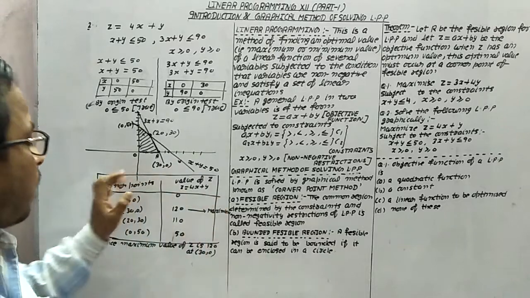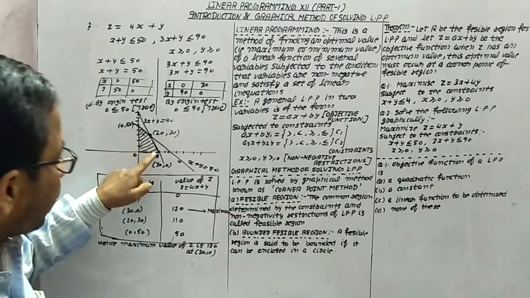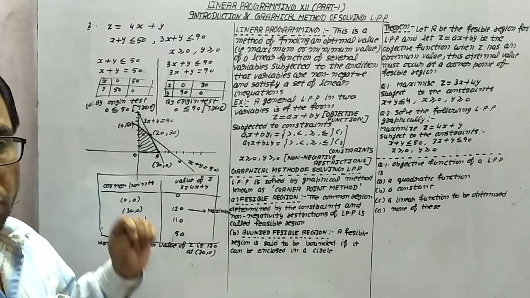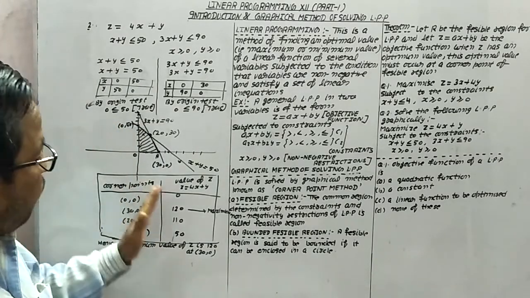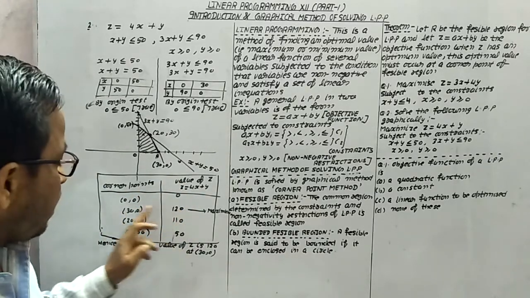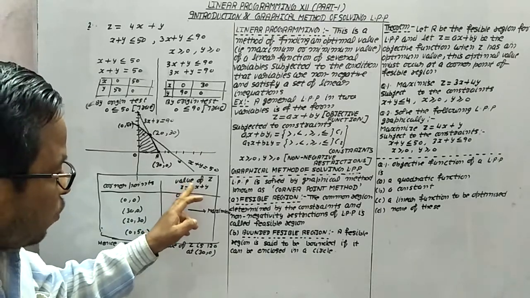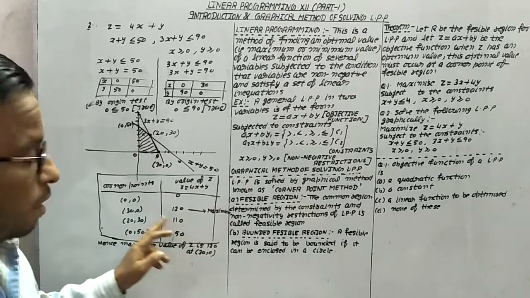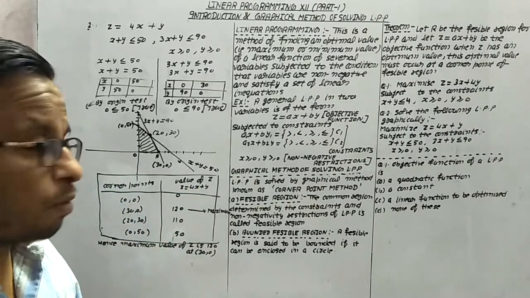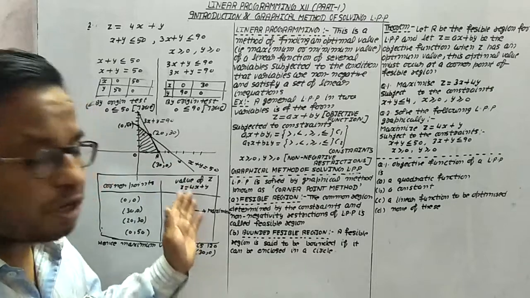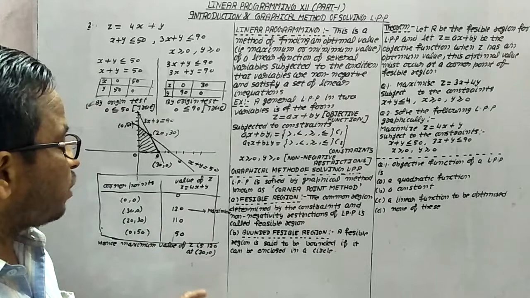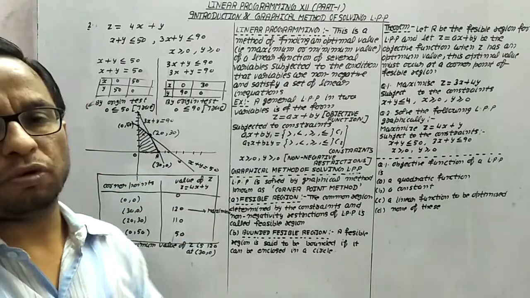After finding all these points, we take the corner points and the value of z. The corner points are 0, 0; 30, 0; 20, 30; and 0, 50. At these corner points we calculate the value. At 0, 0, it is 0. At 30, 0, it is 120. At 20, 30, 4 into 20 is 80 plus 30, which is 110. At 0, 50, it is 0 plus 50, which is 50 only. So we observe the maximum value is 120. Therefore, the maximum value of z is 120 at 30, 0.